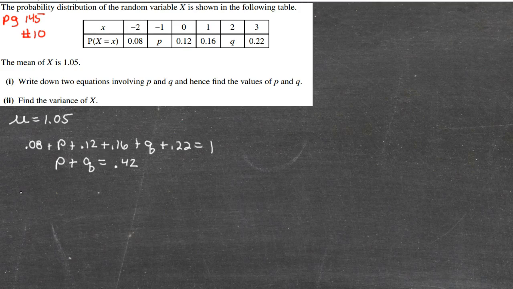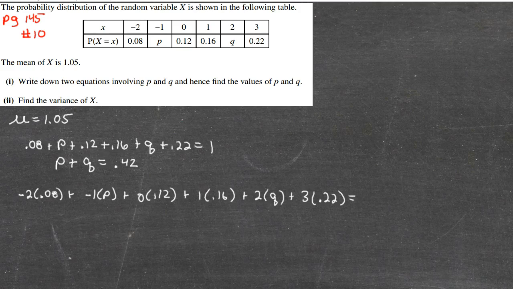Now, the next thing is they've given me the expected value, and I know how to figure that out. The formula for that is the x's times their probabilities, all summed up. So if I do that, it should equal 1.05. But once again, I've got two variables, a P and a Q. That's okay, because I've got another equation with a P and a Q, and I can solve them simultaneously. So when I simplify this, I should end up with 2Q minus P is equal to 0.39.